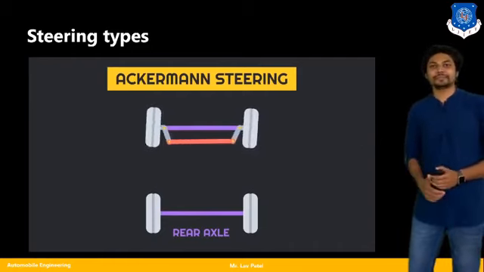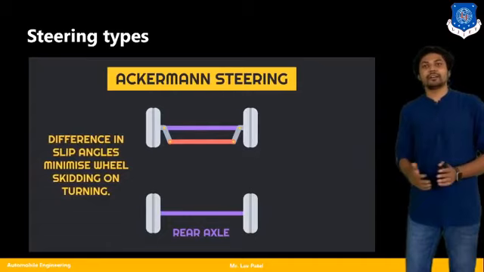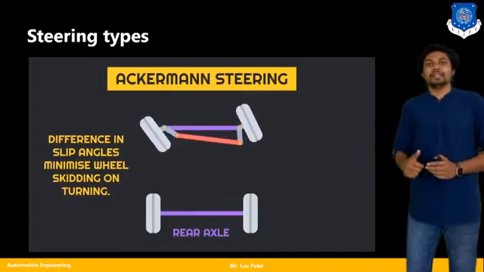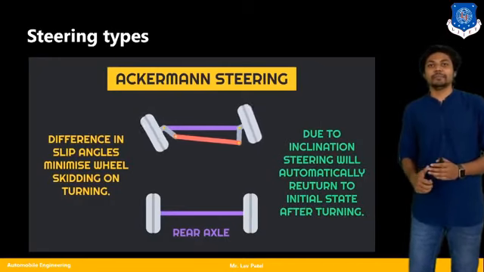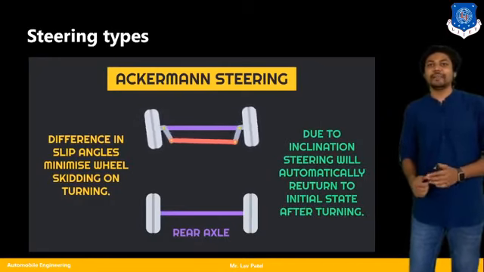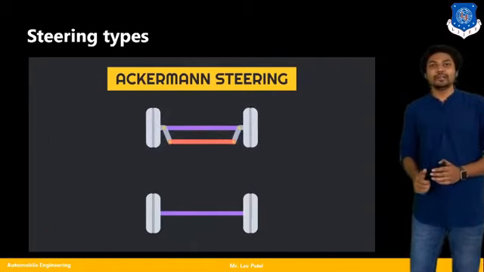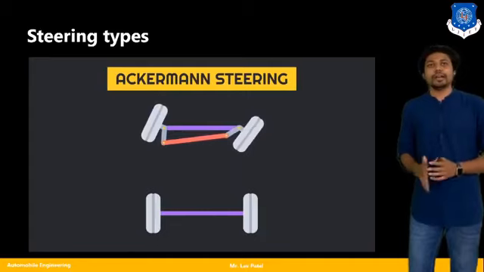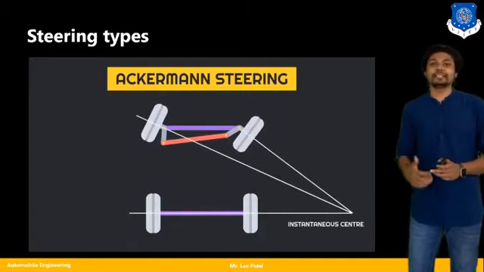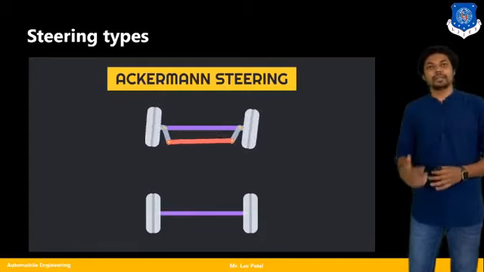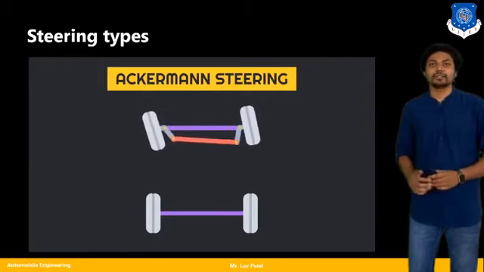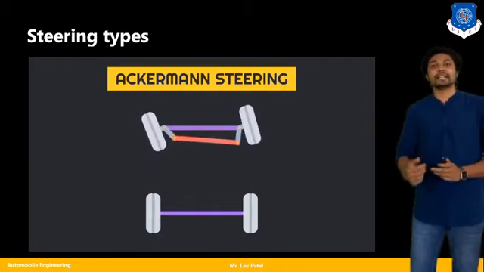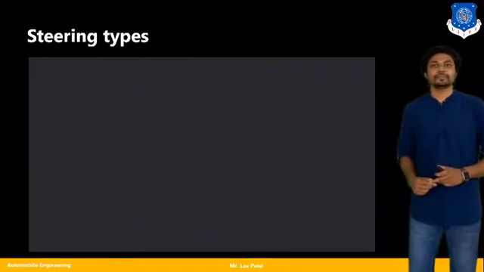If I turn right or left, that can be done with the help of the slip angle, which we have already discussed. So the difference in slip angle minimizes wheel skidding on turning due to inclination. That is not going to happen, or we can say the Ackerman steering is very perfect for cars. Here in Ackerman steering, you will find the instantaneous center at the rear axle point.